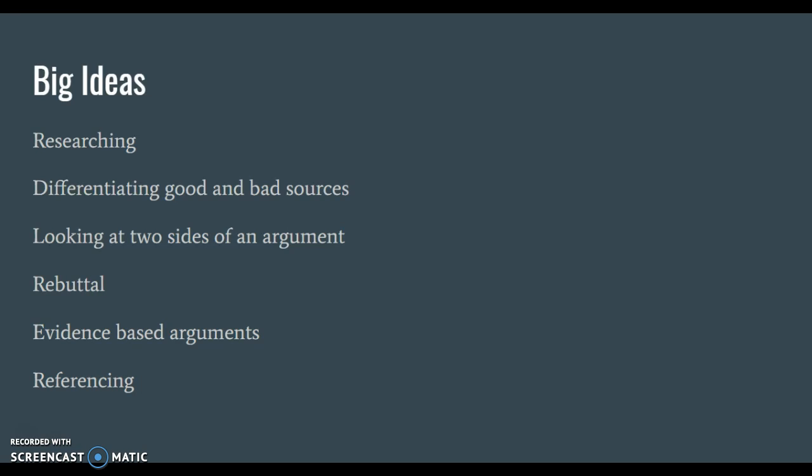Rebuttal: what is rebuttal? How do we use it? What do we do with it? And how can we use it every day. Evidence-based arguments, arguably the biggest idea of them: learning and understanding how to convey what you think whilst backing it up, especially in everyday life.